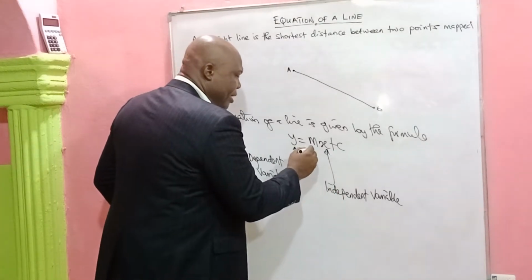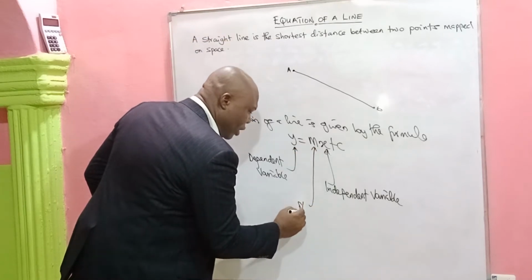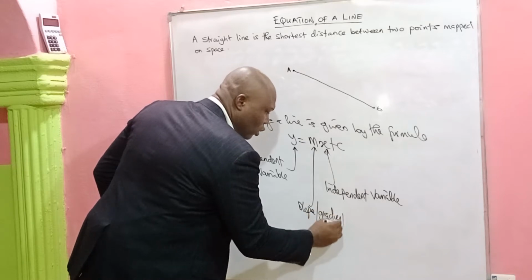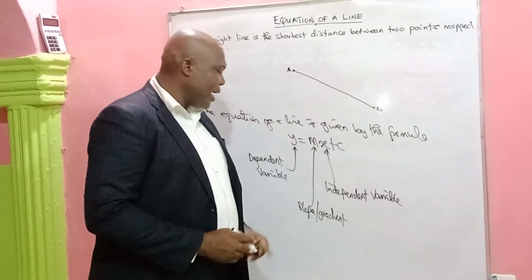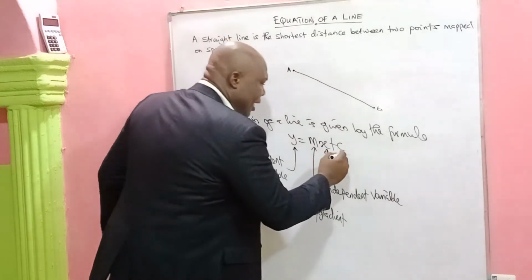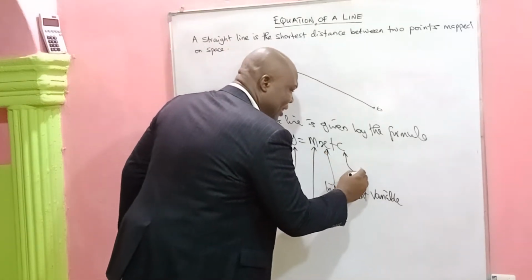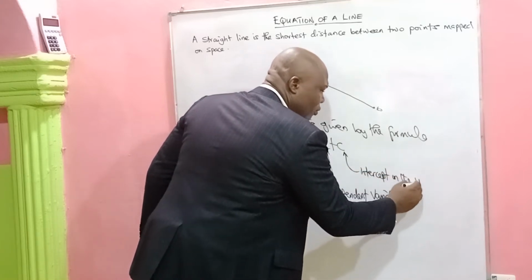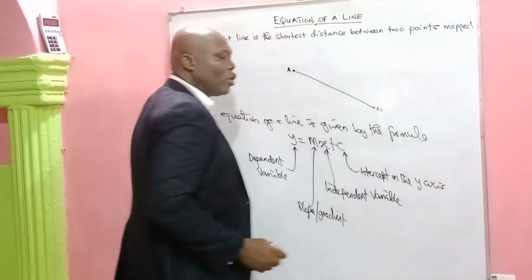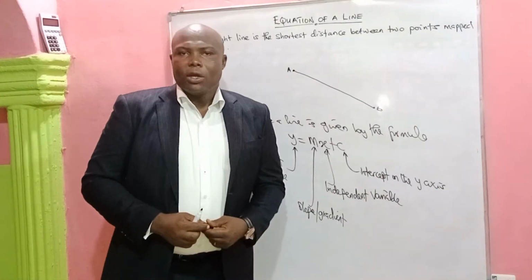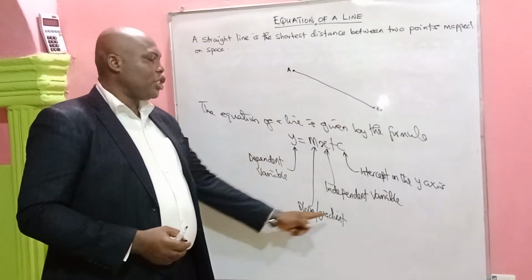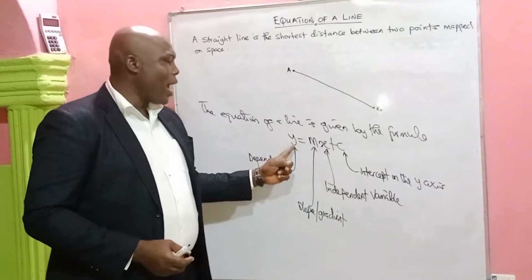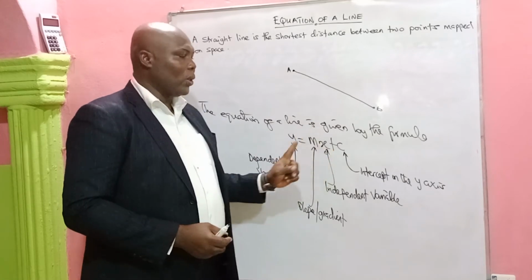And then m here in that equation is what we call the slope or gradient, the slope of the line or the gradient of the line. That's what m is. And then the c here is known as the intercept on the y-axis. All right, so those are the definitions of the parameters that make up the equation of a straight line, y is equal to mx plus c.